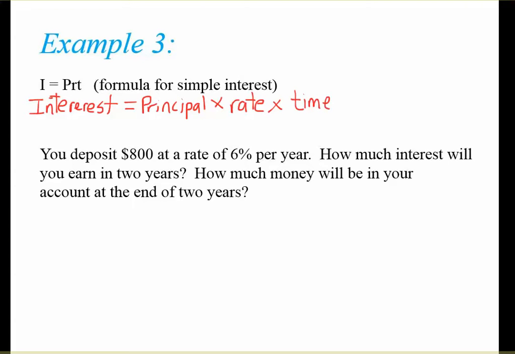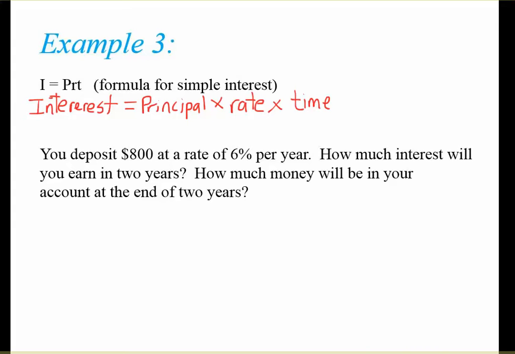And so now we're dealing with 4 different variables. Hopefully we're going to know 3 of them. And if you know 3 out of the 4, we'll be able to work backwards to figure out what our answer is. Okay, so let's just take these one number at a time. It says you deposit $800. So do you think that that's the I, the P, the R, or the T? Well, it's your starting amount, so that's going to be your principal.